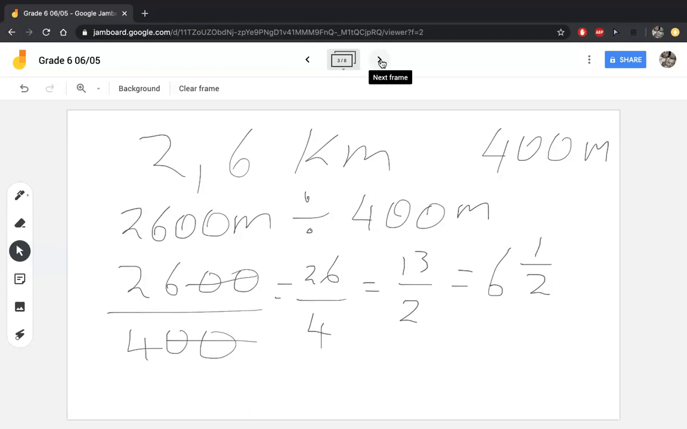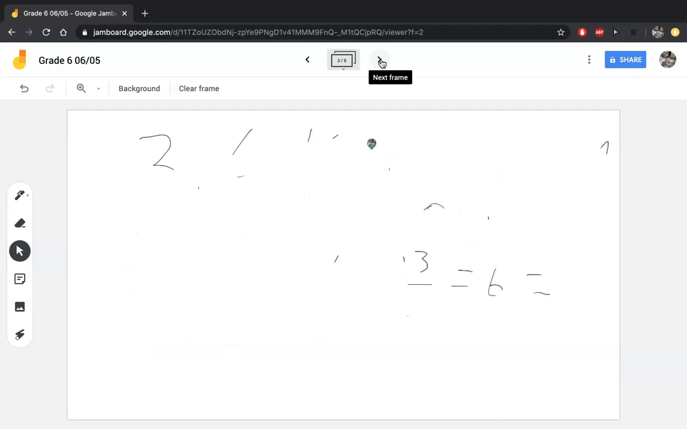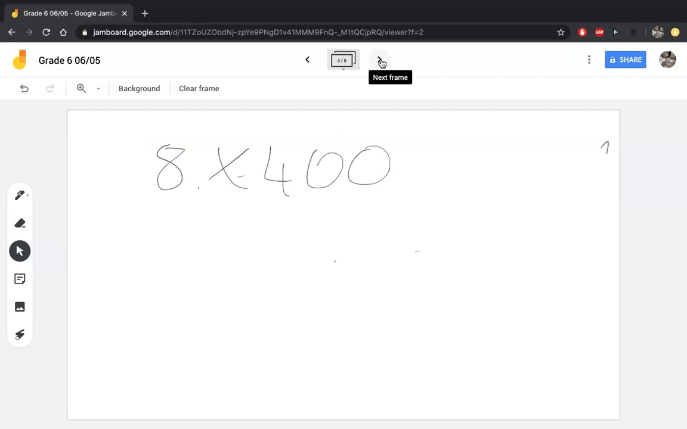And then the second part of the question was if he had run 8 laps, how far would that have been? And again, if you had just used meters, you could have said 8 times 400. We know 8 times 4 is 32, and we need to include the zeros from the 400, and there you've got your 3,200 meters.